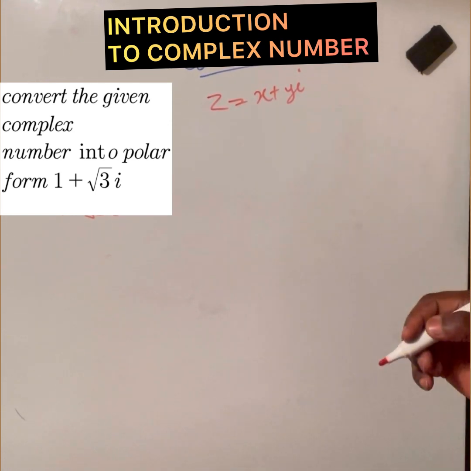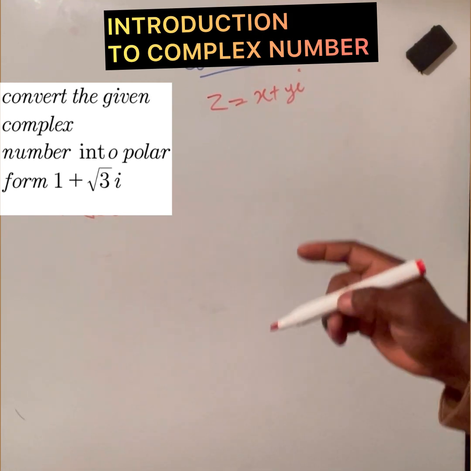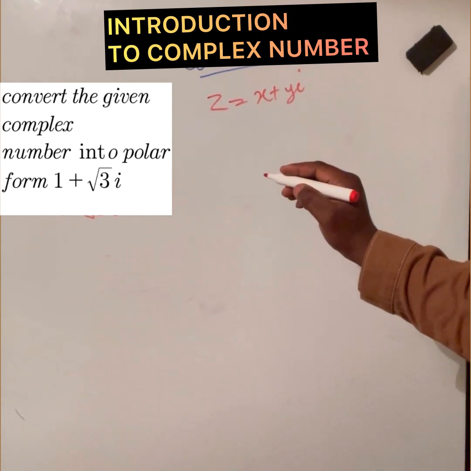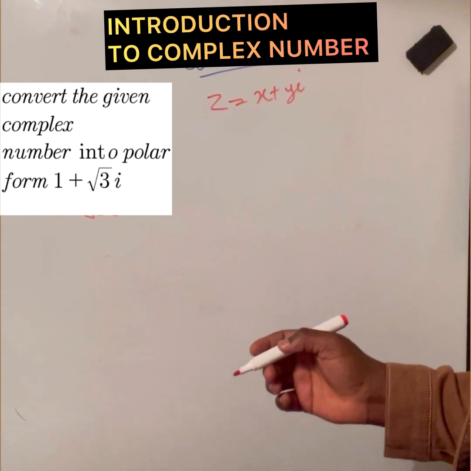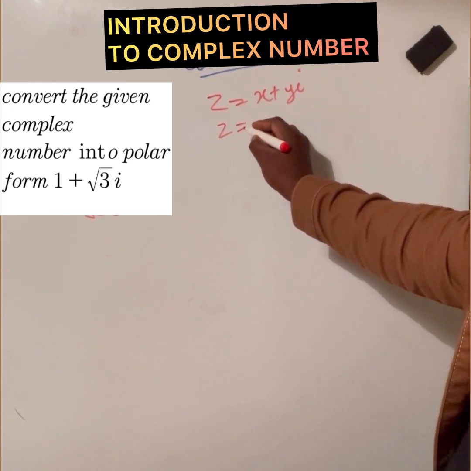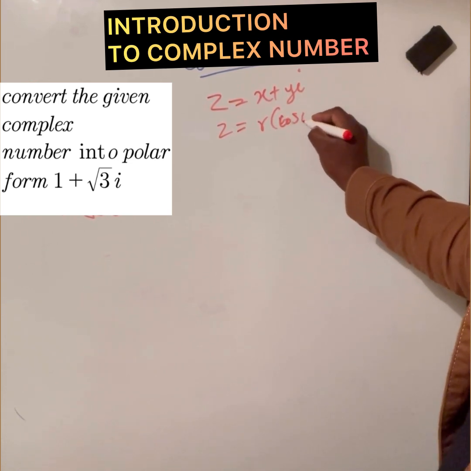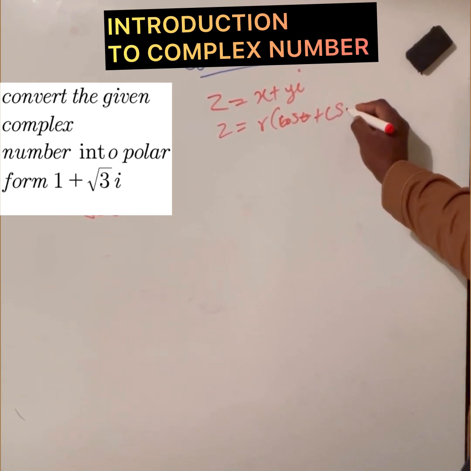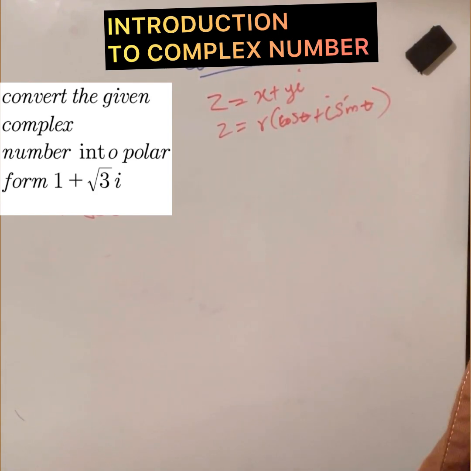This is actually a rectangular representation. There is a polar form of this, which is derived from the Argand diagram or the Cartesian coordinates. The polar form is r(cos theta plus i sine theta). This is very important to remember. I'm going to show you how it is derived.